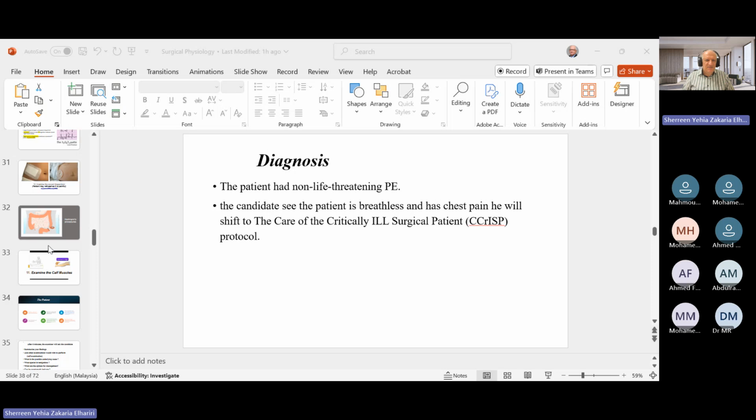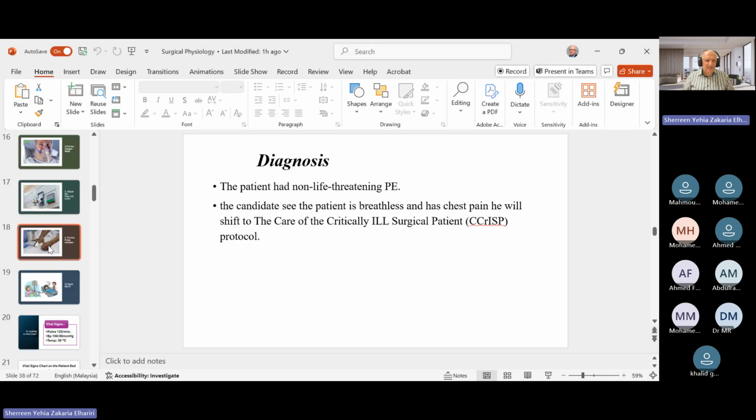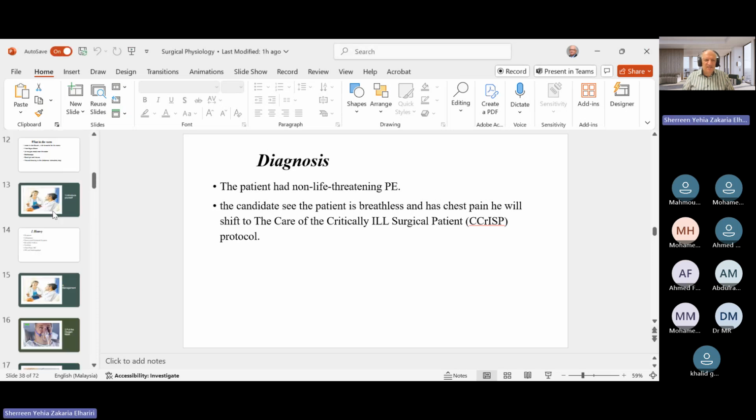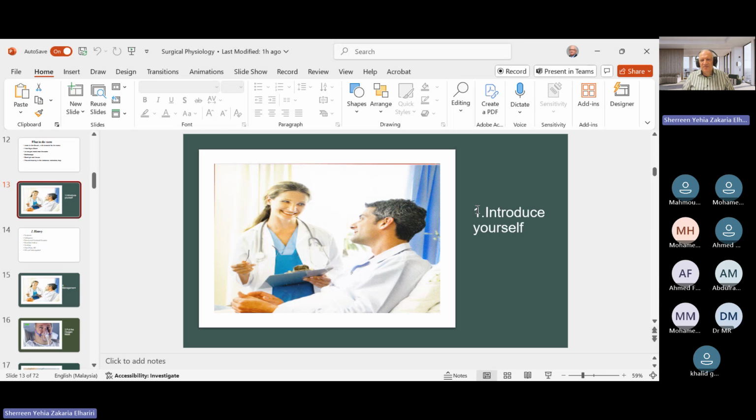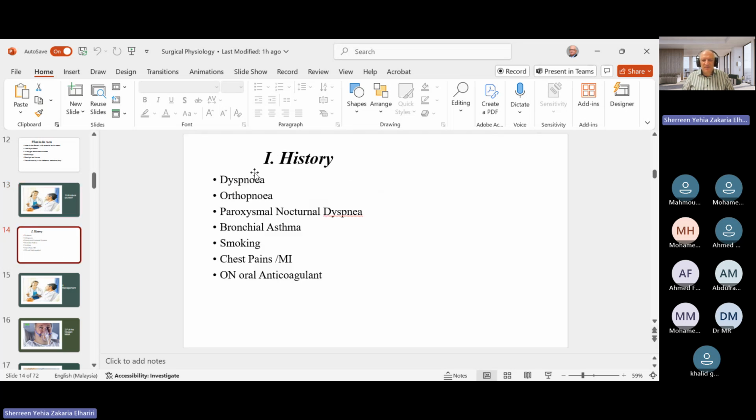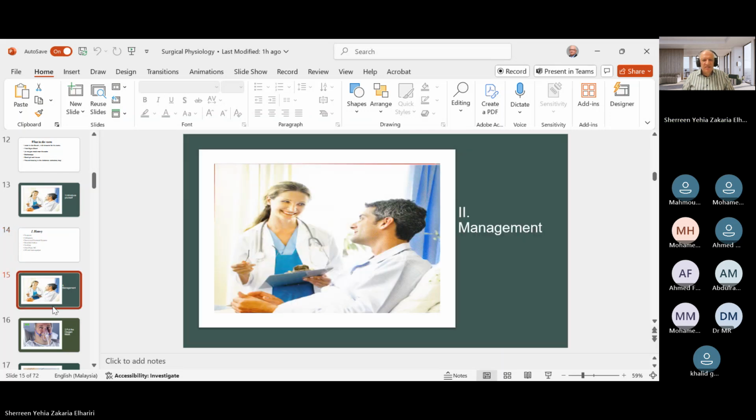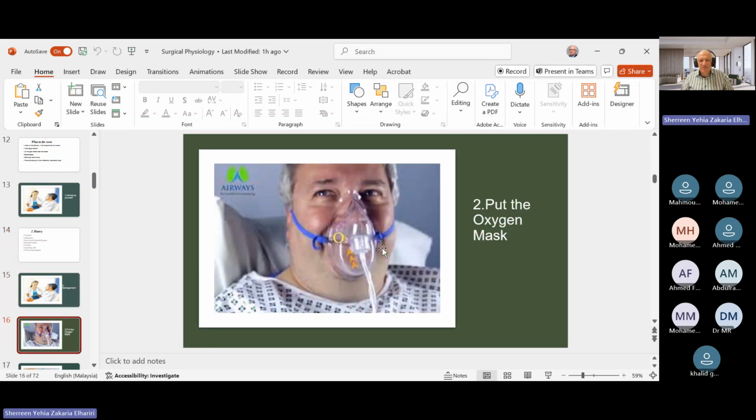All right. So I just review it as easy. This is one of the common stations. You just introduce yourself. You ask about dyspnea, orthopnea, paroxysmal nocturnal dyspnea, bronchial asthma, smoking, chest pain, and whether the patient is on any oral anticoagulant. The management starts by giving oxygen.